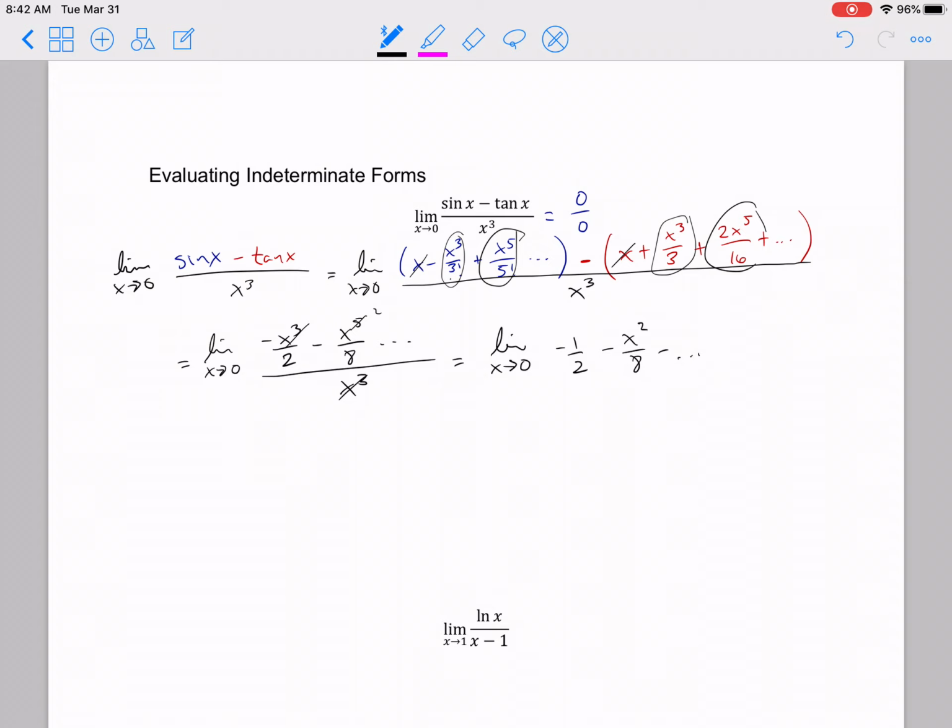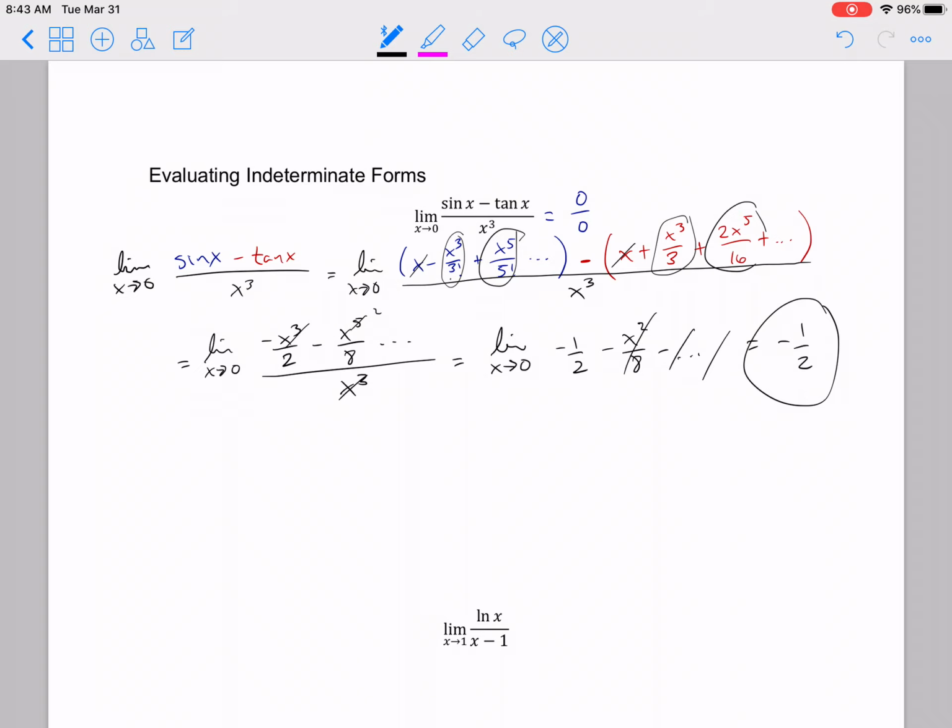And then we have this in a form where we can actually take this limit. Every term is going to drop off to 0 because they're all going to have x's in the numerator, except for this one, which is just negative 1/2. And there you go. We got that one.